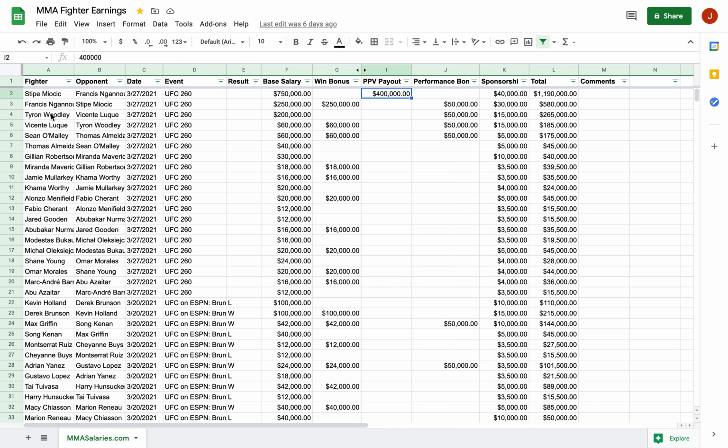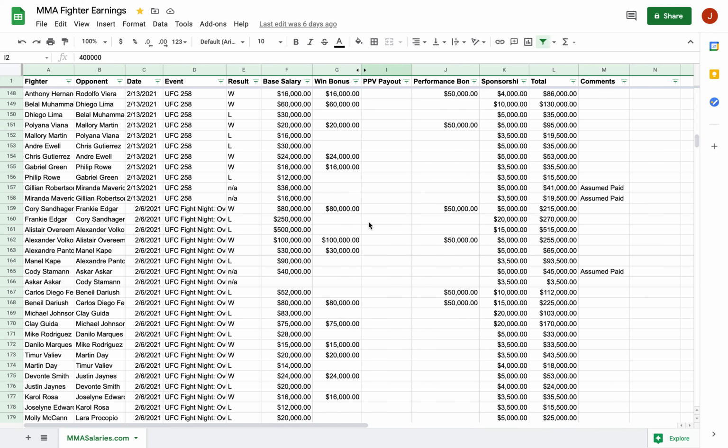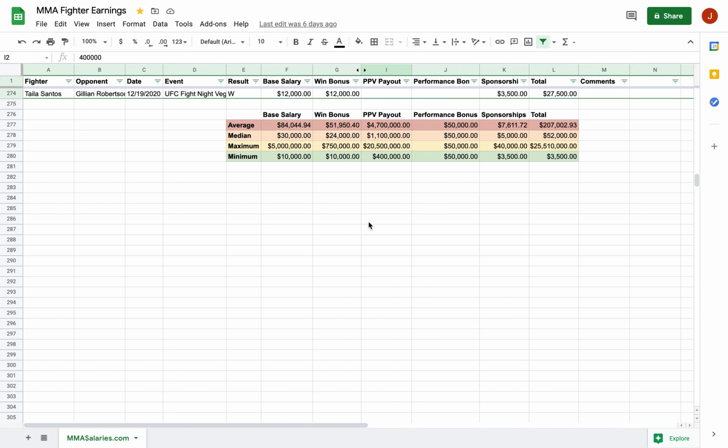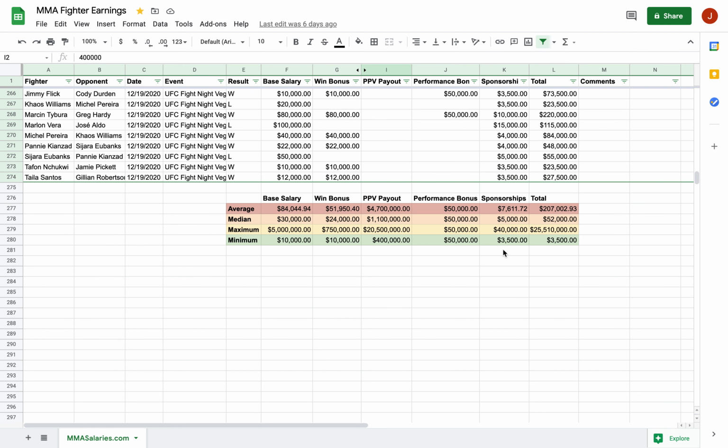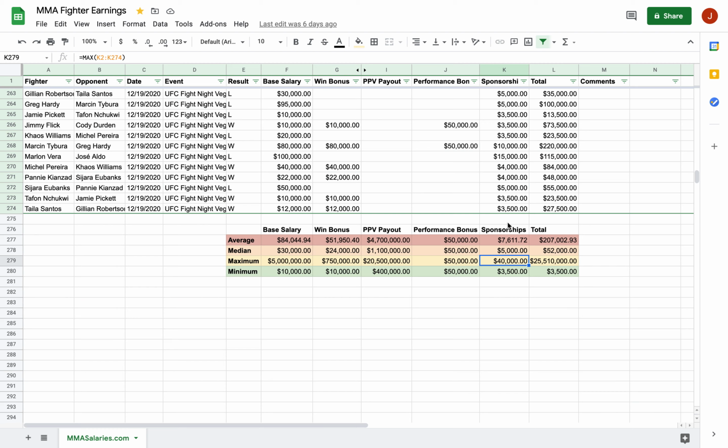And then another minimum here we saw of Stipe Miocic against Francis Ngannou in UFC 260, an assumed pay-per-view payout of $400,000 and just over $1 million in total earnings. So yeah, it's really interesting to go through this data to find out some of this stuff. It's also cool to see maximum sponsorship levels, like $40,000 is the maximum that I've seen in this list, which shows that just by having some certain brands behind you, you can earn quite a lot, especially when you consider that the median base salary is $30,000.